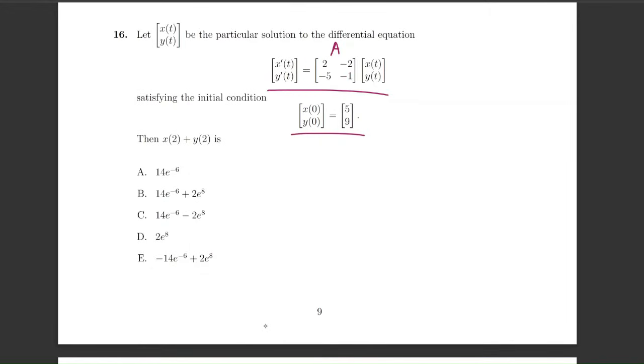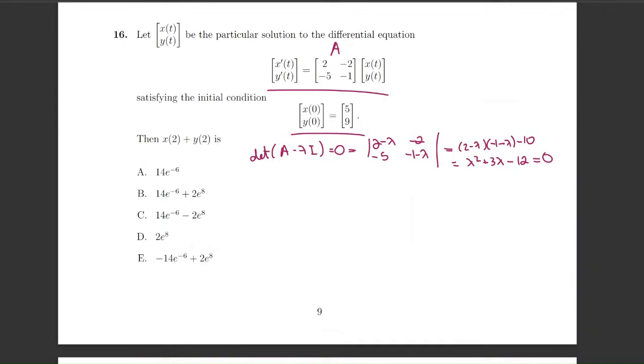And we find the eigenvalues by doing the determinant of A minus lambda I, set that equal to 0. That gives me the determinant of 2 minus lambda, -2, -5, -1 minus lambda. Okay, so that equals 2 minus lambda times -1 minus lambda, minus 10, equals lambda squared minus 2 plus 3 lambda, minus 2 minus 10, so minus 12 equals 0.